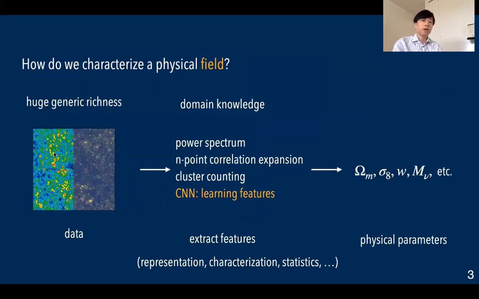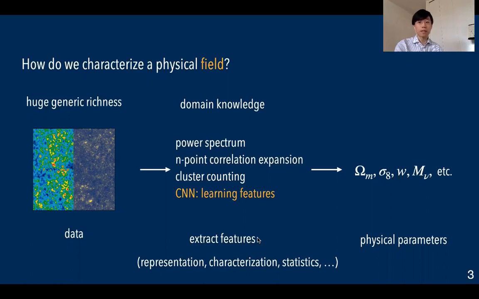So for example, if we know the CMB map is very close to Gaussian, we use the power spectrum to extract features. And if we know a field is not far from a Gaussian random field, we can do the n-point correlation expansion. Or in the late time universe, for example, we know the density map is mainly composed of halos, so people tend to use the cluster counting method. And the CNN, convolutional neural net, which is a rising method, has recently shown great success in computer vision and tries to learn features by itself.